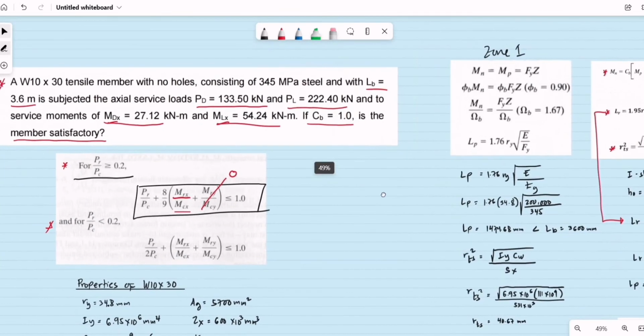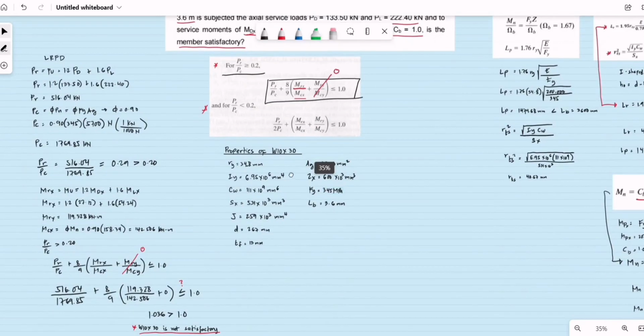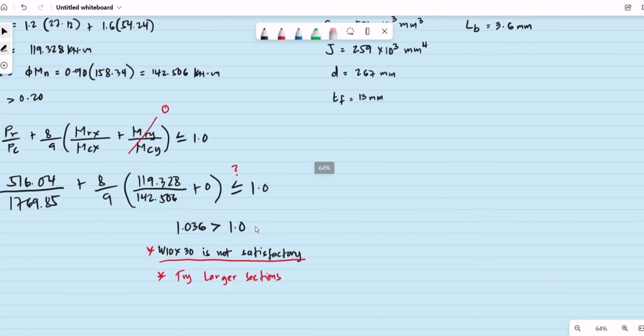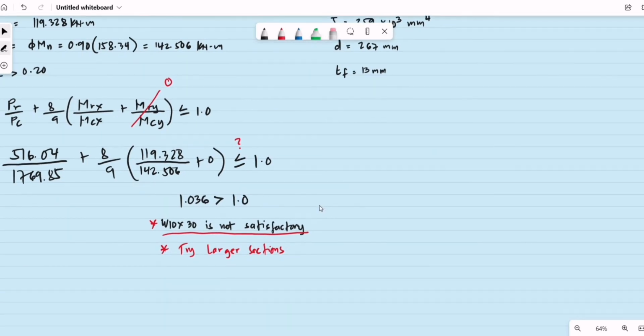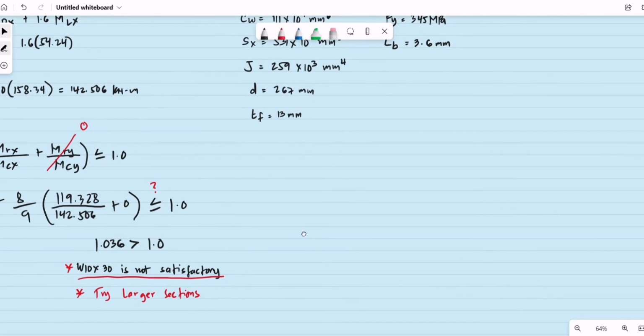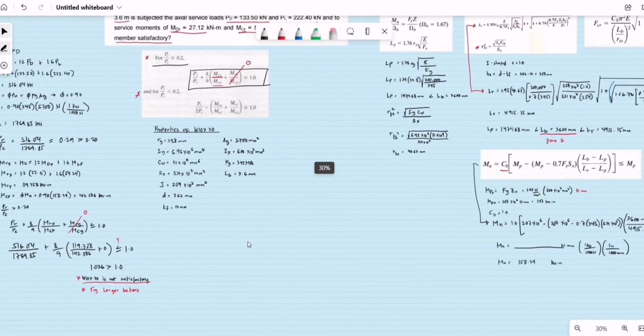Since the required is to check if the member is satisfactory, and since the value of our interaction formula, 1.036, is greater than 1.0, W10 by 30 is not satisfactory, and we recommend using a larger section. So this will be our solution for this example.